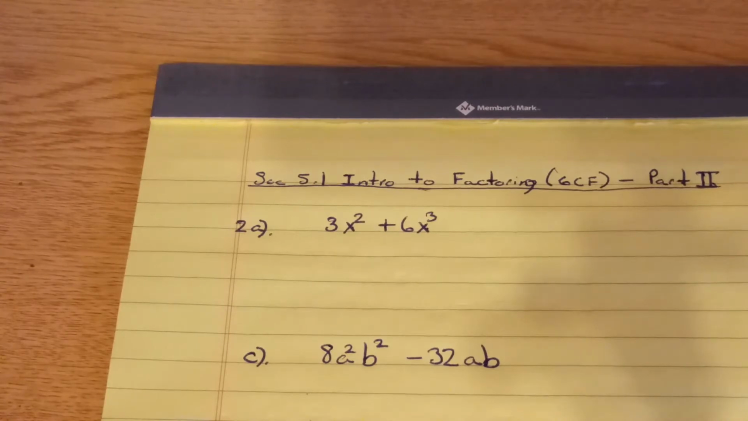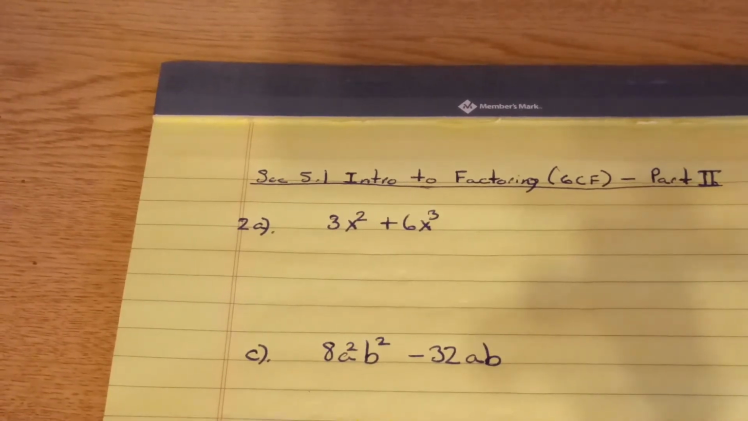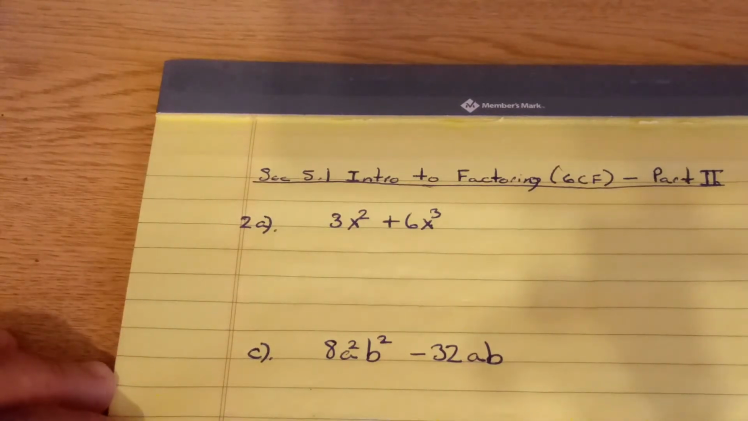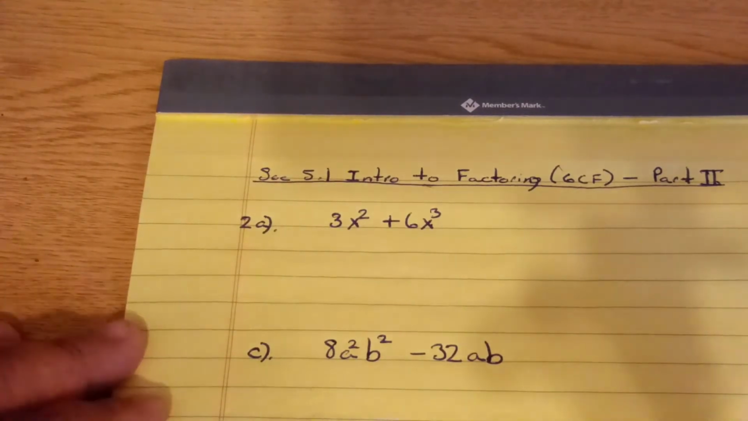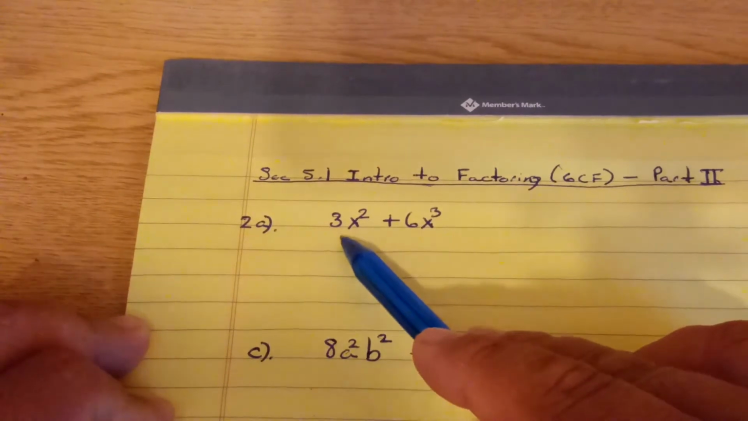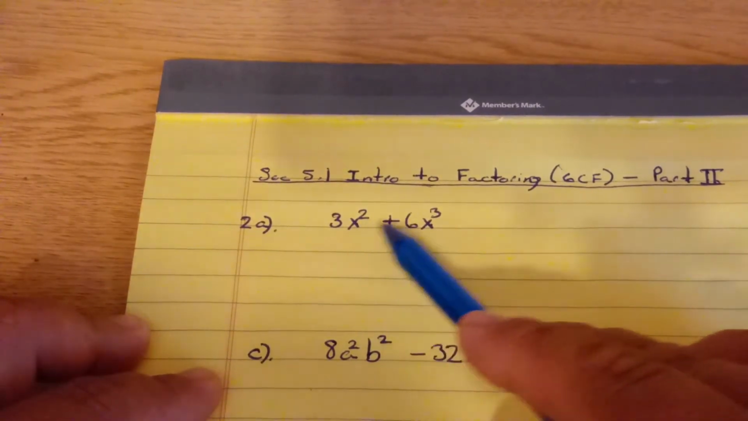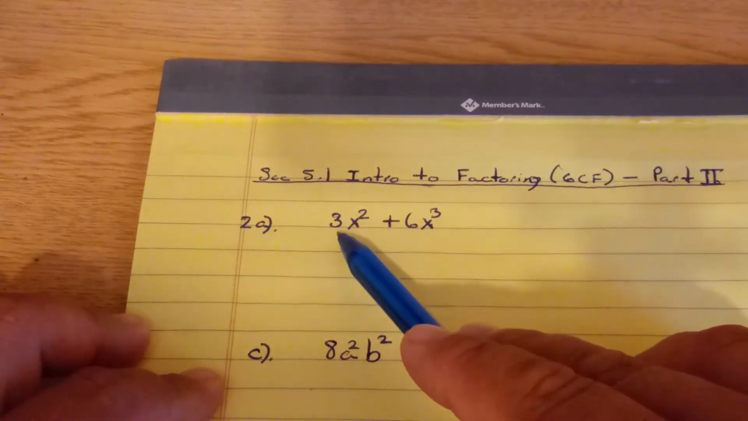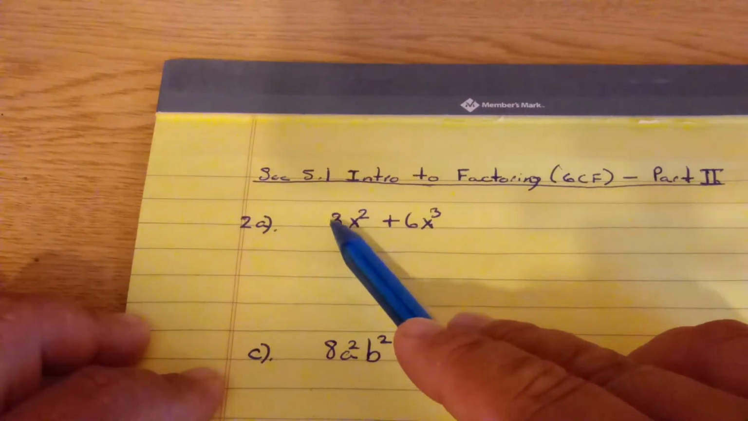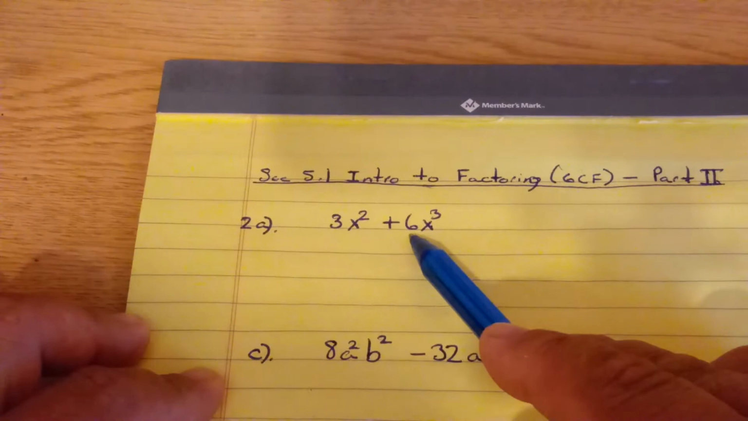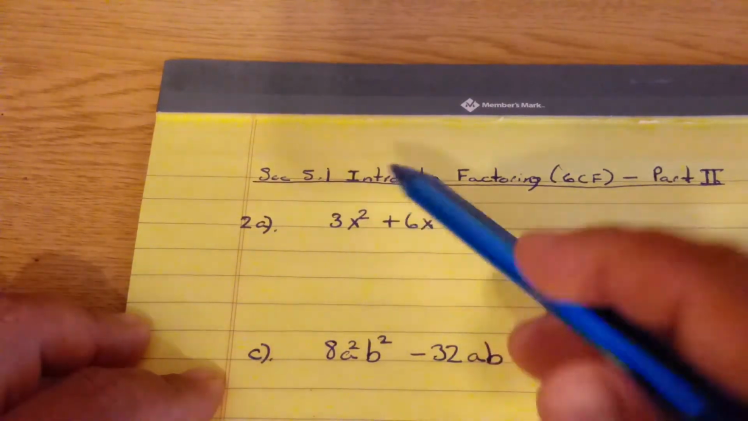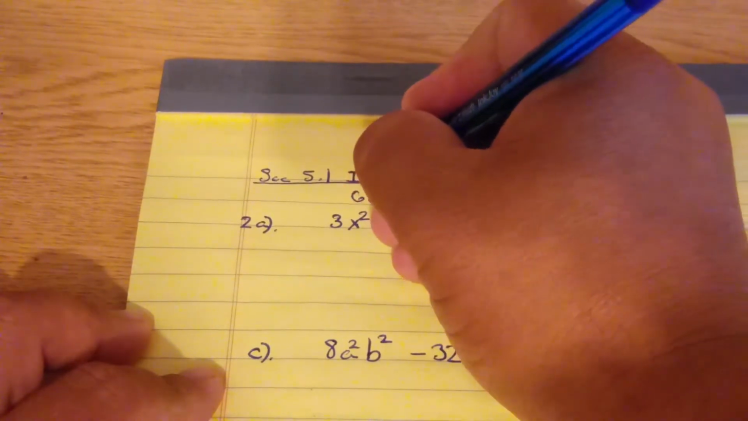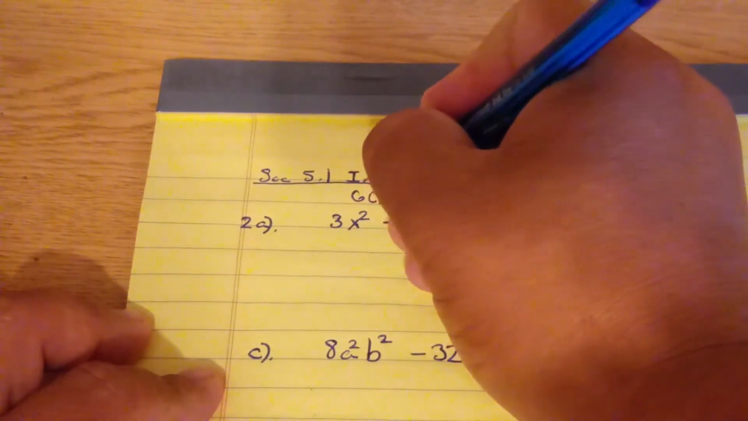So if we take a look at this one, we're always going to start off with whether we have a common coefficient, in other words, a number. So in this case, we have the two terms. We have the 3x squared plus the 6x to the third. We're going to start off with the numbers themselves. Here you have 3 and here you have 6. So the GCF, the largest number that is divisible into those two, is obviously going to be 3.